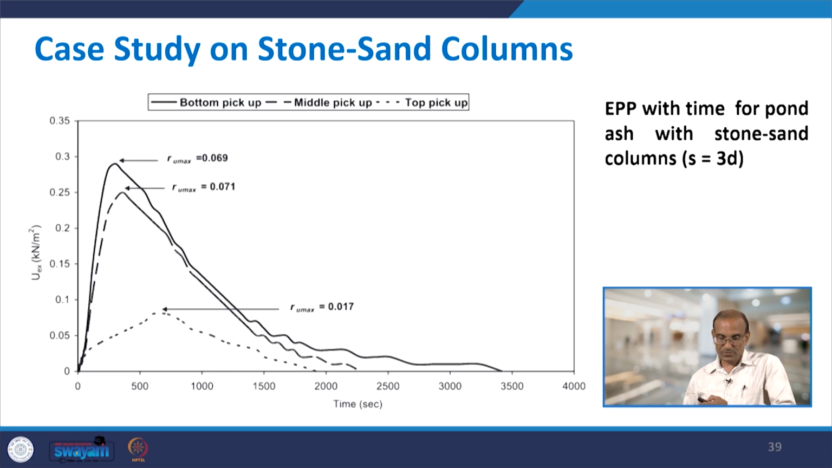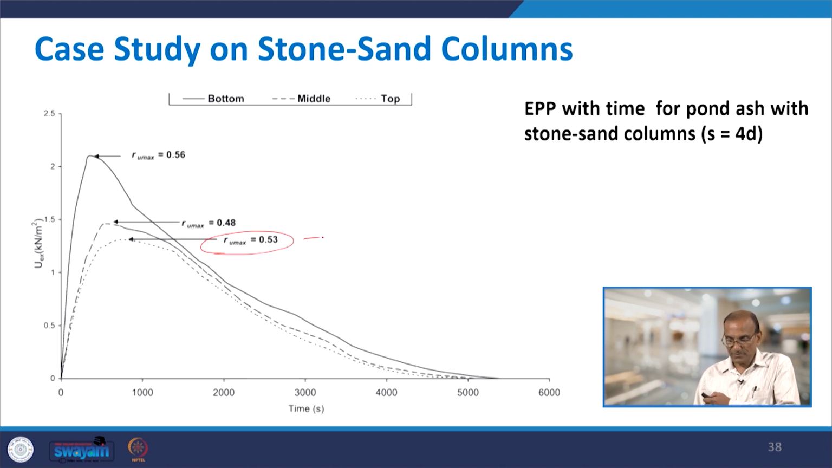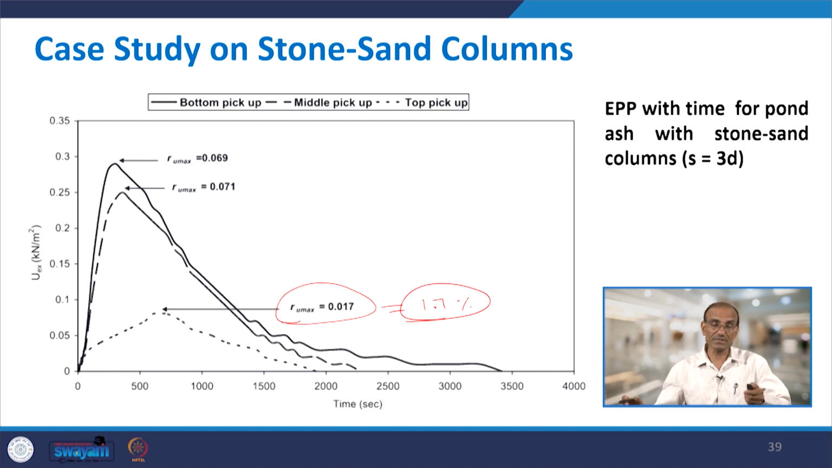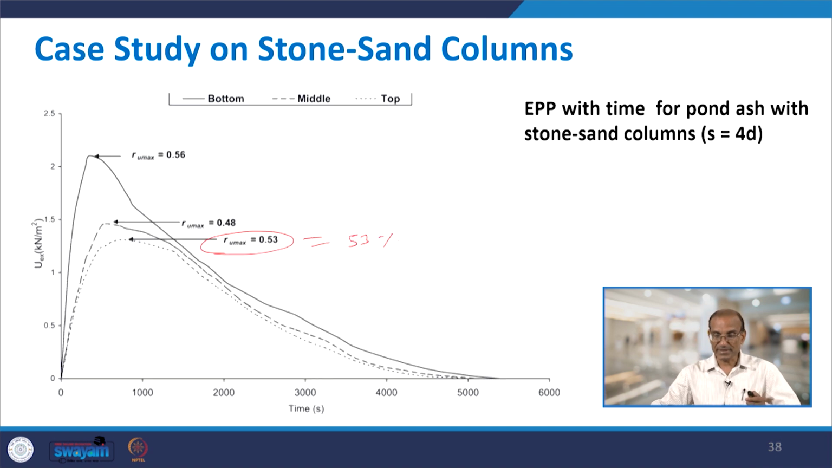If the spacing is reduced to 3D, then it has come down to simply 0.017, not even 0.02. So, that means it is not even 2%. If I convert into percentage, this is 71%, this is 53%, and this is 1.7%. So, that means when you decrease the spacing, though the number of stone sand columns is increasing, it is very effective and the liquefaction resistance increased drastically, where the value of RU max has come down to 1.7%, which was initially 71%. So, these stone sand columns are very much effective.